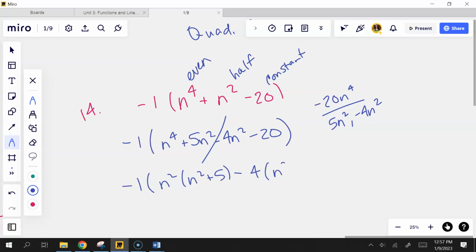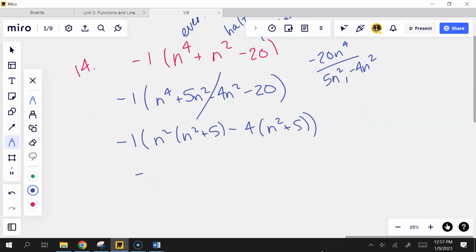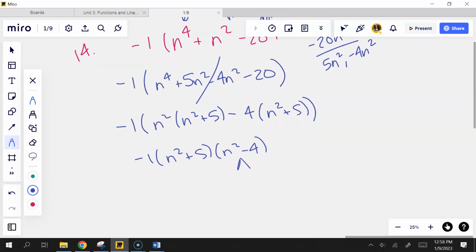Take out a 4, n squared plus 5. But for this one, I'm not done after I factor. Plus 5. Because I can break down. That's exactly right. That one breaks down again. Good job. Good job, Kristen.